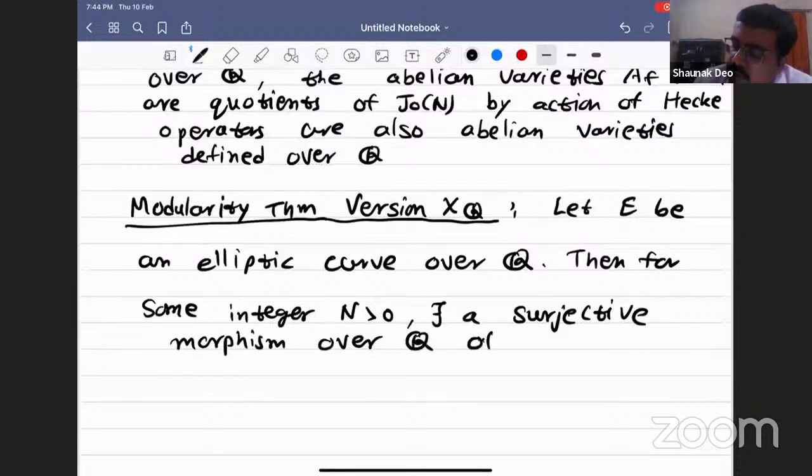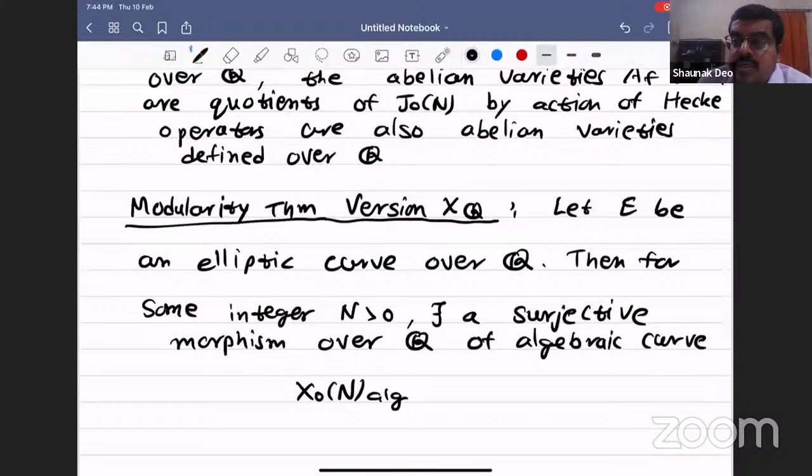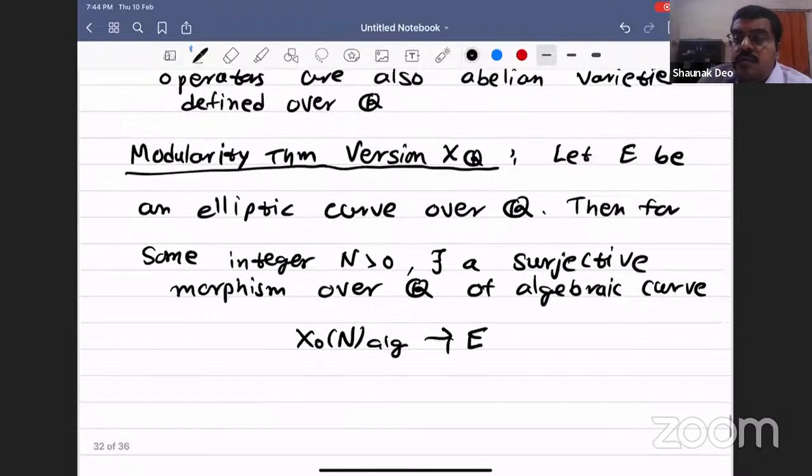of algebraic curves. So basically this is a morphism of algebraic curves, and the morphism is actually defined over Q, from X_0(n). I'm writing alg as a subscript to emphasize that this is over Q and it's a curve over Q. So this is like an algebro-geometric version of that complex version of the theorem. Basically it says that if you have a rational elliptic curve, there is an integer n greater than 0 such that there is a surjective morphism, not homomorphism, surjective morphism of algebraic curves over Q from X_0(n) to E.